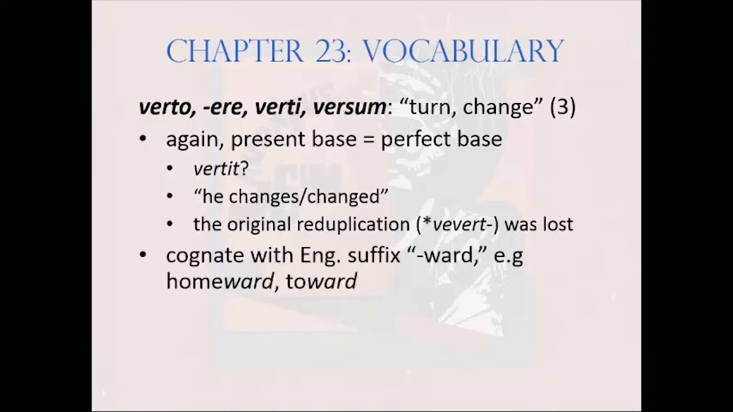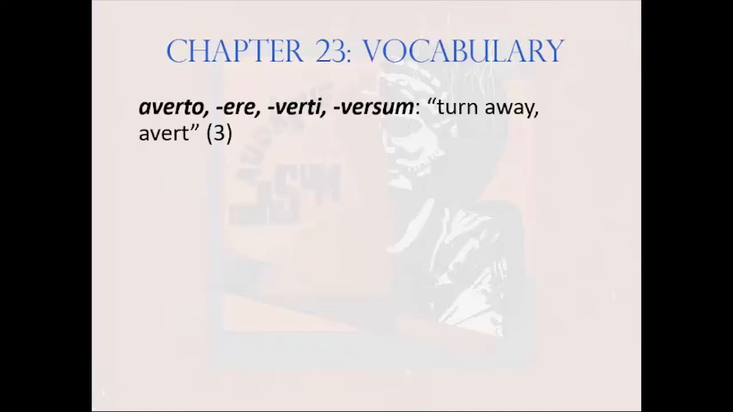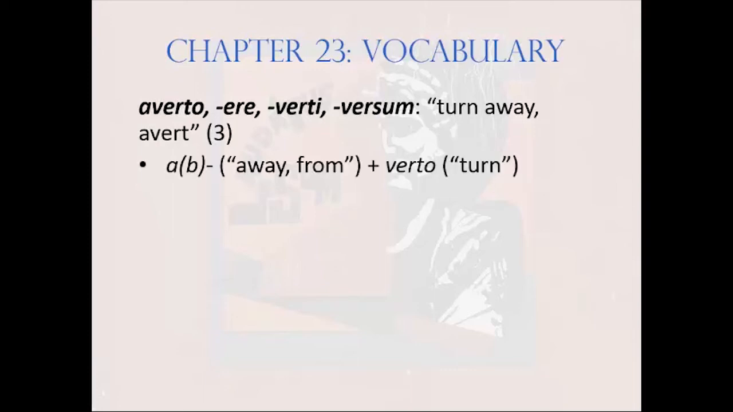The vert base shows up in English as the suffix -ward, as in toward or homeward, meaning literally turned to or turned in the direction of home. The last verb in the vocabulary list is averto, avertere, averti, aversum, meaning turn away or avert. It's a third conjugation verb. Memorizing this verb should be no problem. It's a combination of a or ab, meaning away or away from, and verto, meaning turn.